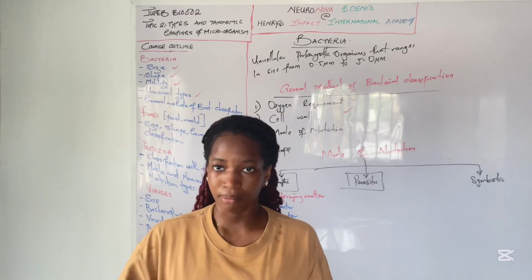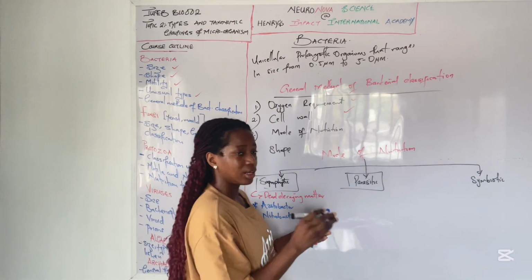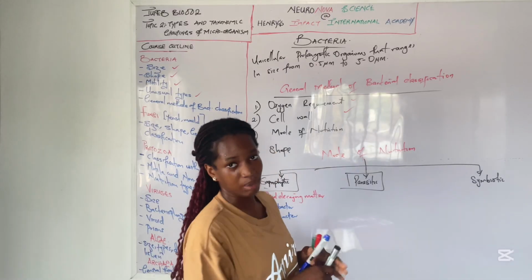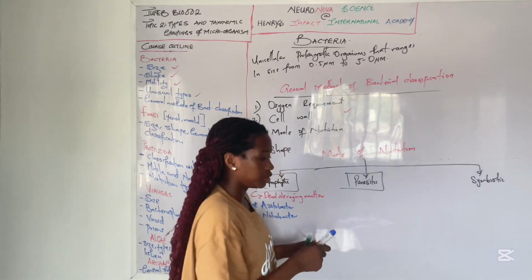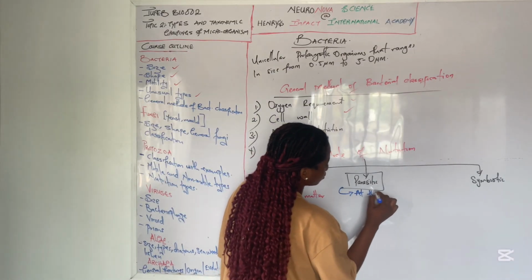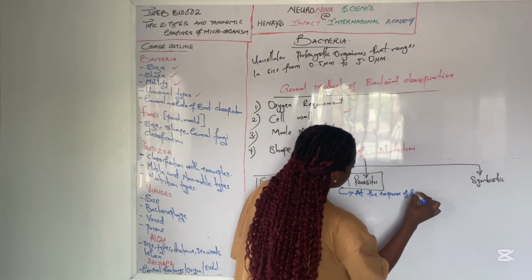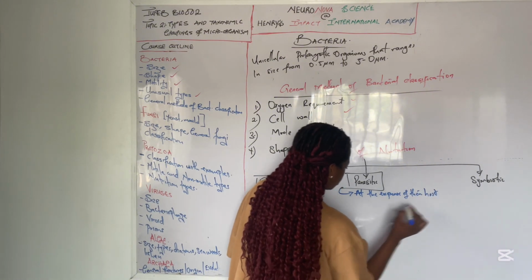There are many of them. Even your Vibrio cholerae, which causes cholera, is also a parasitic bacteria. So there are various examples for this one. Okay, these are bacteria that live at the expense of their host. And examples, we have a lot of them.